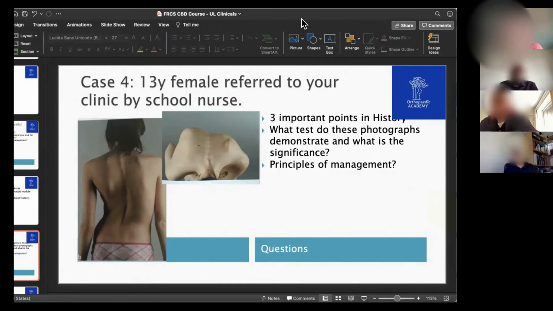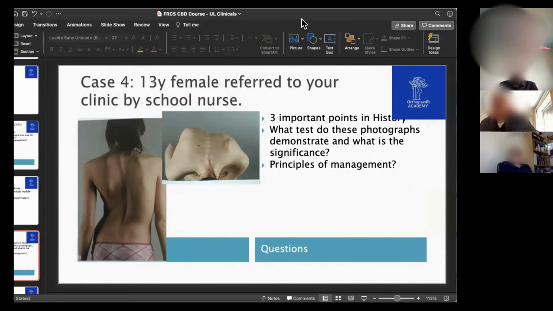Okay, so the school nurse noticed it about 6 months ago. She doesn't have any pain. She's a bit fatigued at the end of the day. No neurological symptoms. She started menarche 6 months before. And there's no family history of any other problems.